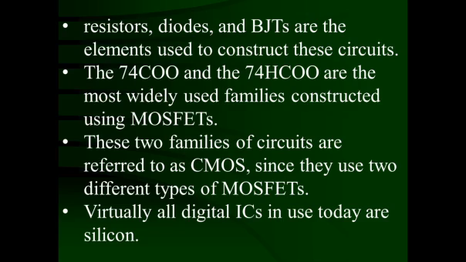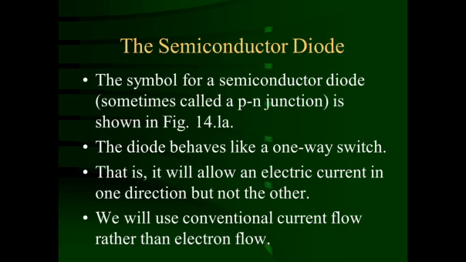These two families of circuits are referred to as CMOS since they use two different types of MOSFETs. Virtually all digital ICs in use today are silicon. So in ICs, normally nowadays silicon is utilized as the semiconductor material. The first device we are going to study is the semiconductor diode. The symbol of the semiconductor diode is a triangle and a line. The triangle indicates the anode and the line indicates the cathode, and it is called a PN junction diode.